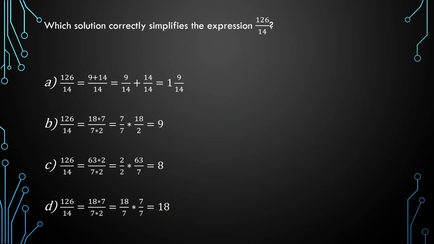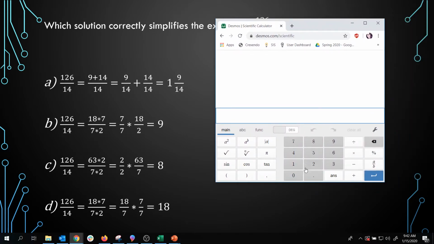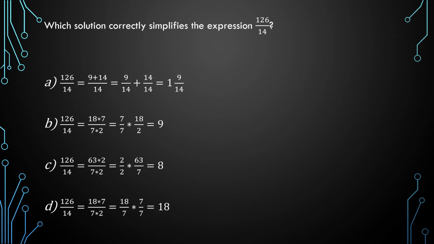Alrighty, this problem here, we want to know which solution is correct. We're asked to simplify the expression 126 over 14. So this is one of those times where having a calculator is super handy. So if I take that 126 and I divide it by 14 just to check and see what my answer is, I get a 9. Right, so here I have 9. And if I look at all my answer choices, only one of them actually has a 9. This is the only answer choice.